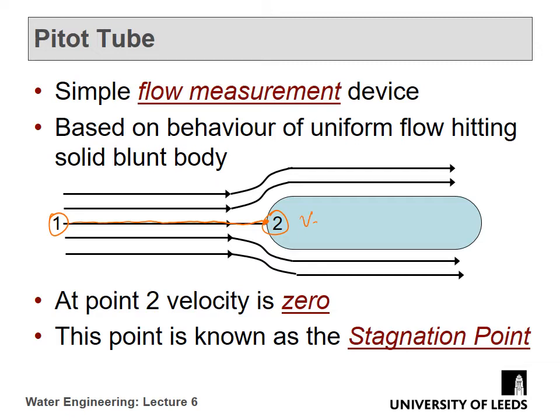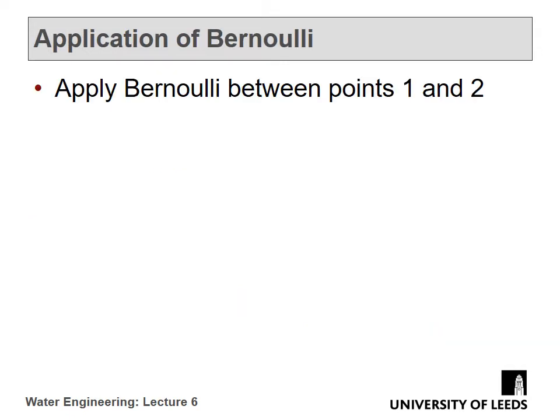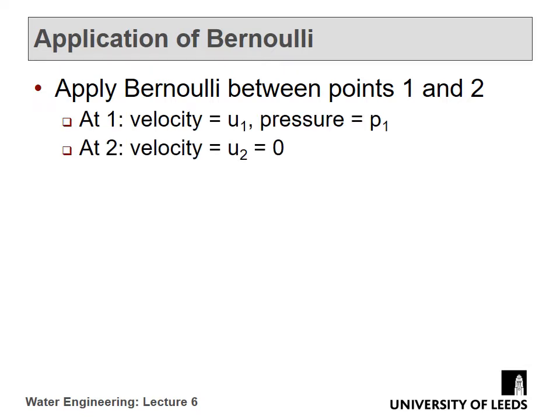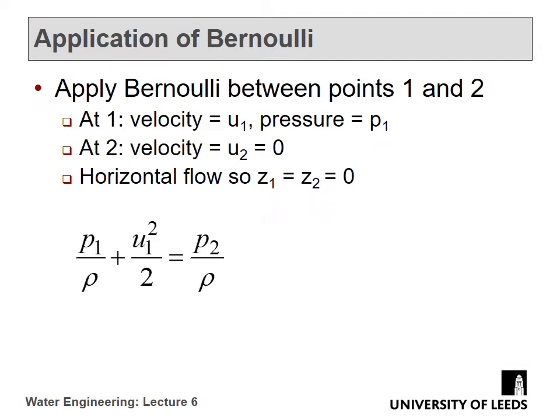Remember, V2 is equal to 0 because it's stationary. We can work out what V1 is. Apply Bernoulli between point 1 and point 2. We know the velocity 2 is 0. We saw that the diagram is horizontal, so Z1 equals Z2.